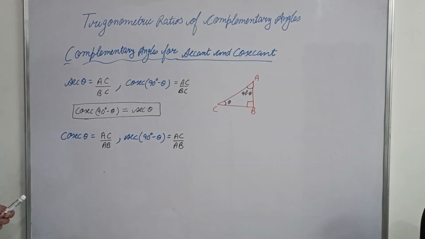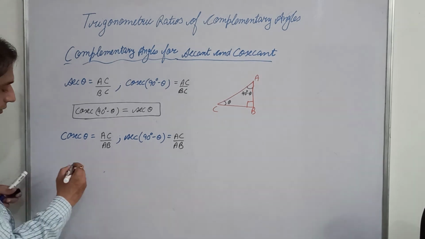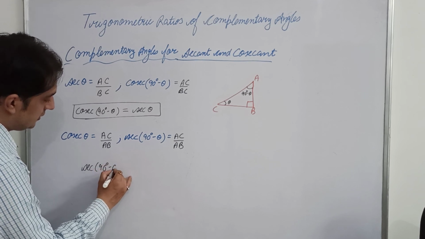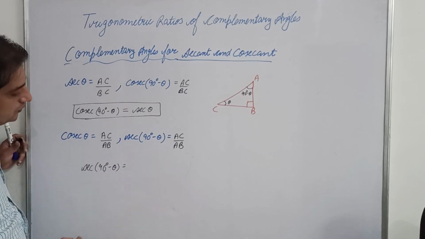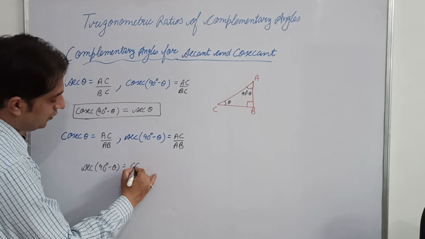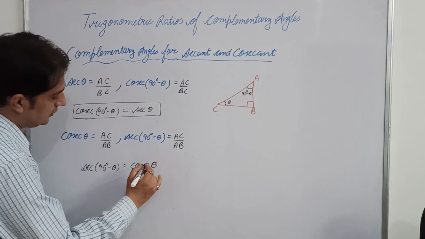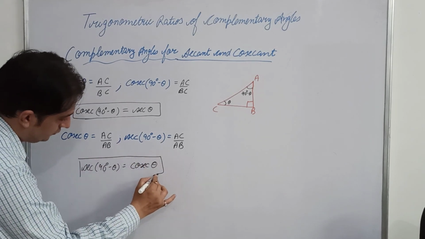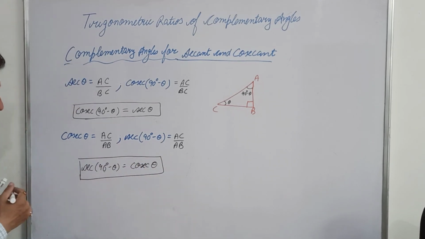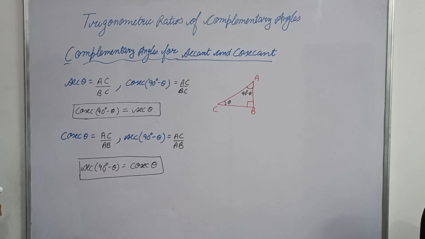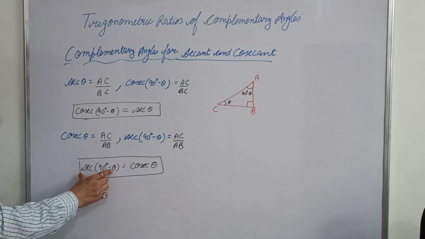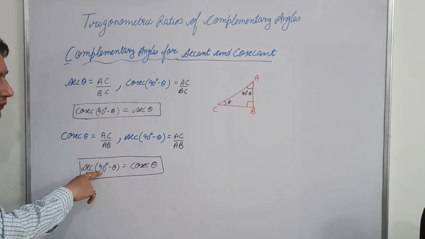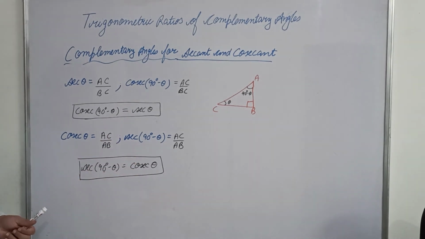So you can write secant of 90 degrees minus theta is equal to cosecant theta. So these are the values of T ratios which are equal. These two values are equal. You can write one T ratio in terms of the other, but with the help of this 90 degrees.